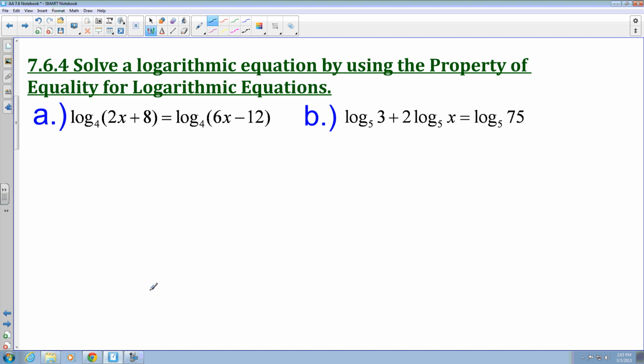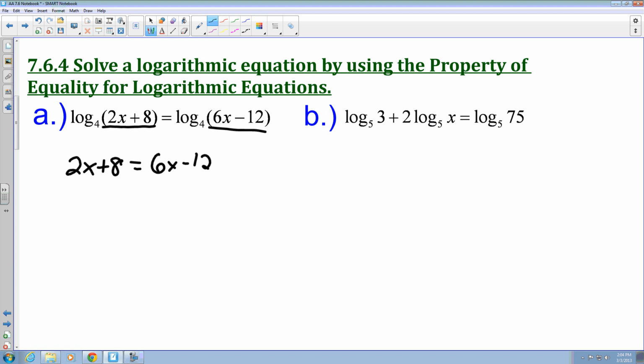Okay, so from here we have log base 4 of 2x plus 8 equals log base 4 of 6x minus 12. So we have the same base of 4. So that means that for this to equal each other, whatever this value is has to be the same as this value. So they have to be the same numbers. So basically all I can do is I can just say 2x plus 8 equals 6x minus 12.